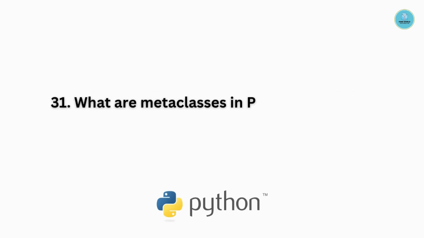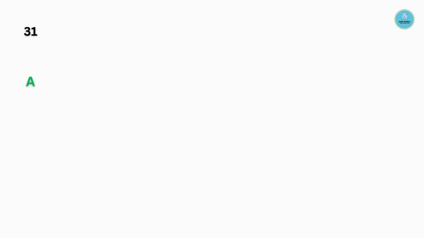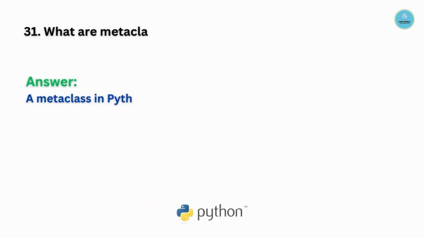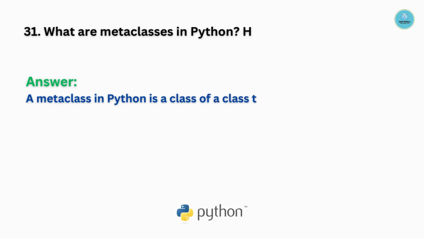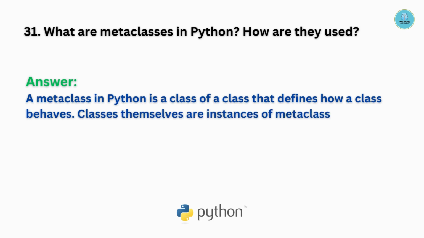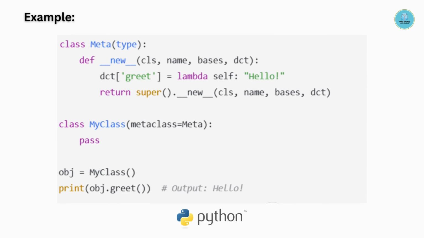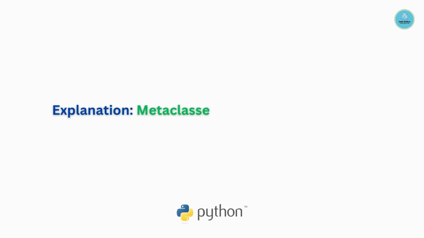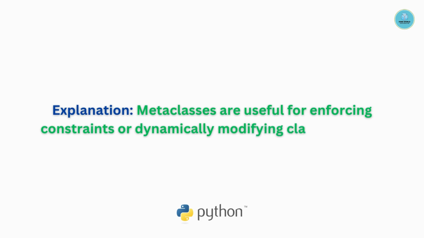Question number 31. What are meta classes in Python? How are they used? A meta class in Python is a class of a class that defines how a class behaves. Classes themselves are instances of meta classes. The default meta class in Python is type. The example is as follows. Meta classes are useful for enforcing constraints or dynamically modifying classes' behavior.